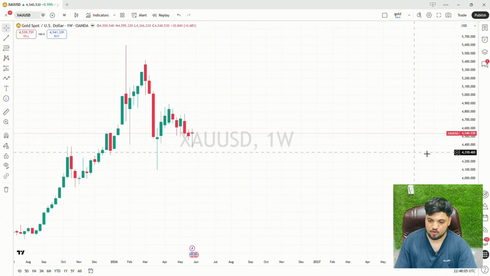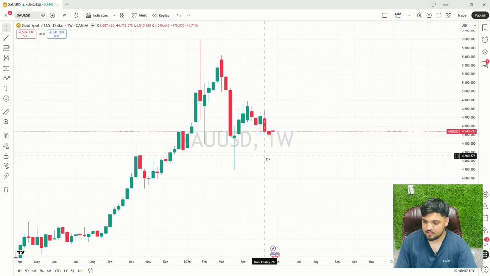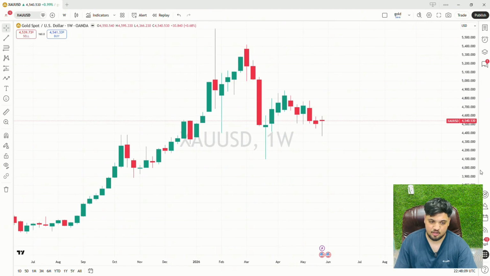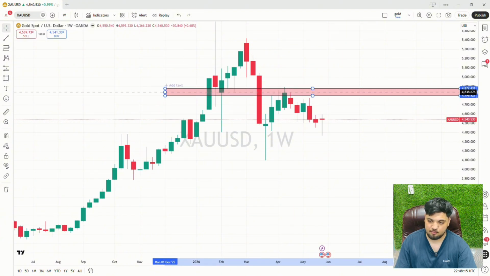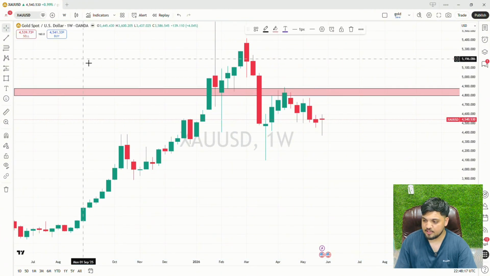Before starting the analysis, it is my mandatory responsibility to start from a longer time period. As you can see in the weekly chart, I have told you many times, we have a zone right now. Why this zone? Why always this zone? Because this zone is very important. There are very key levels here.